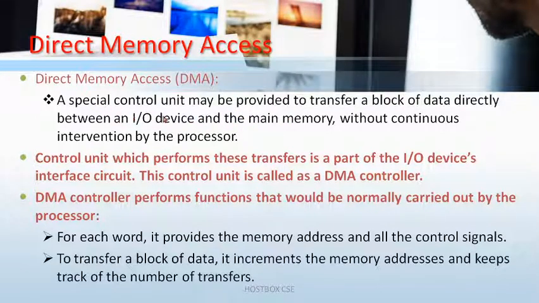So what is DMA? A special control unit may be provided to transfer a block of data directly between an IO device and the main memory without continuous intervention by the processor or CPU. The control unit which performs these transfers is a part of the IO device interface circuit. This control unit is called a DMA controller.